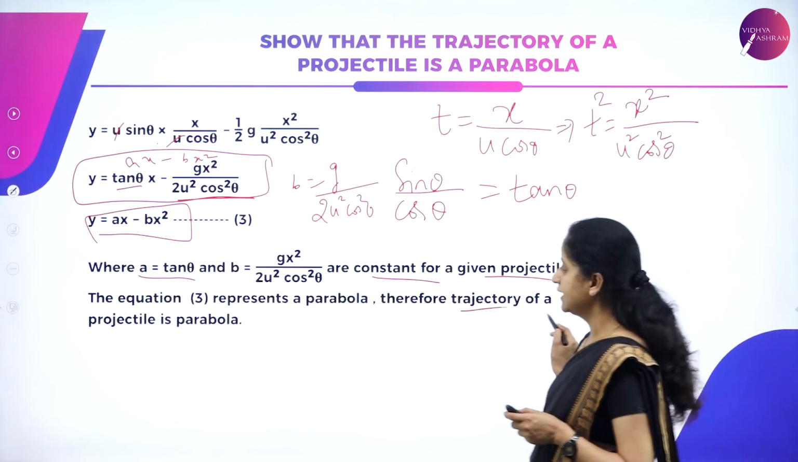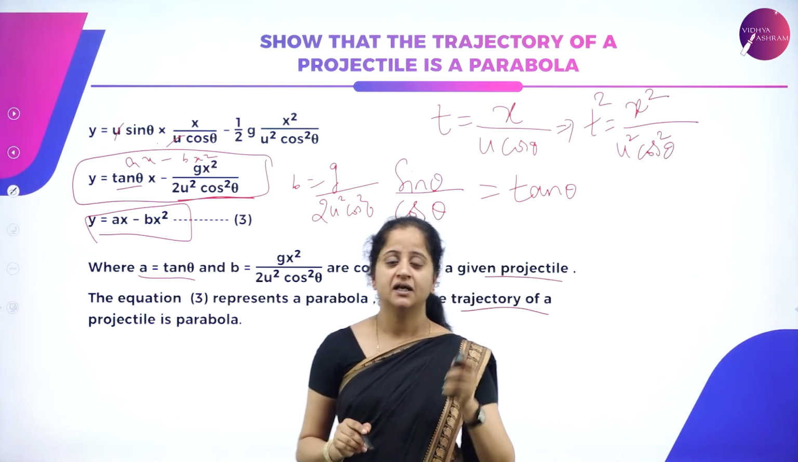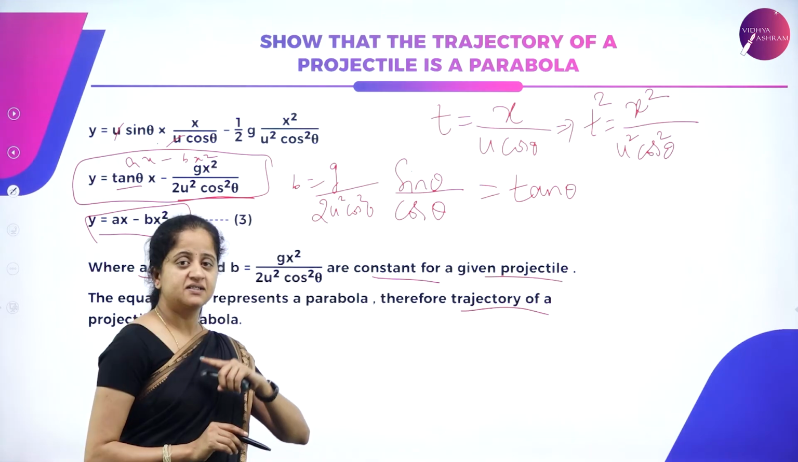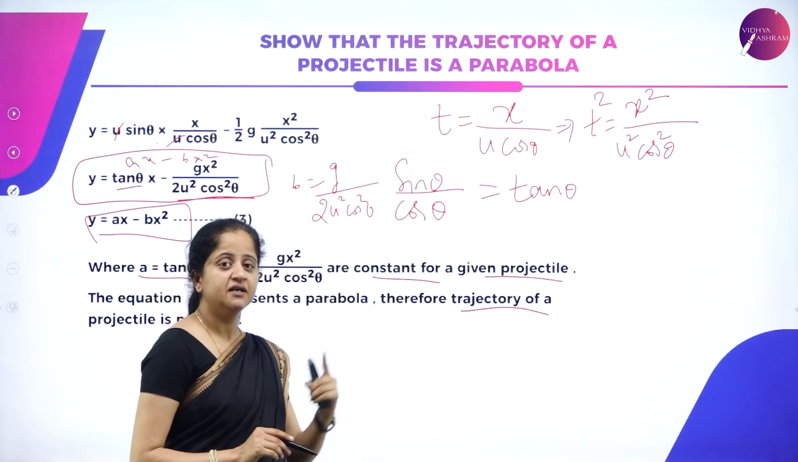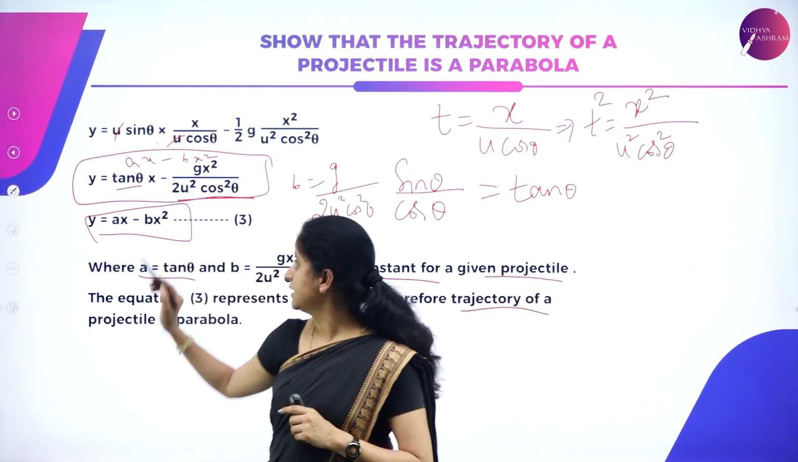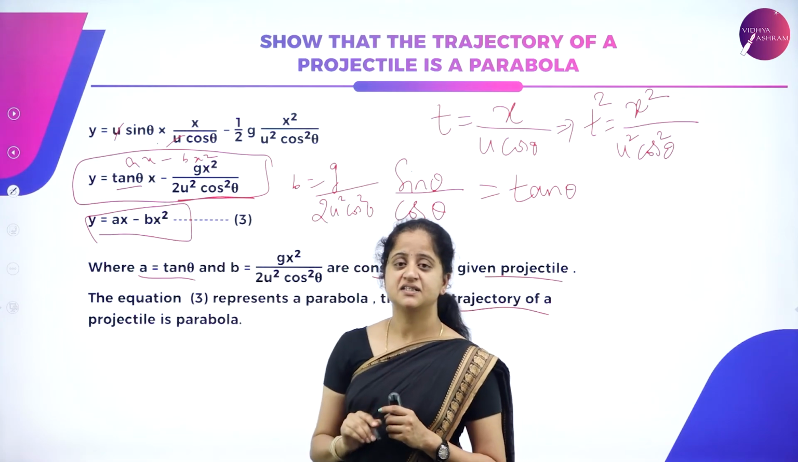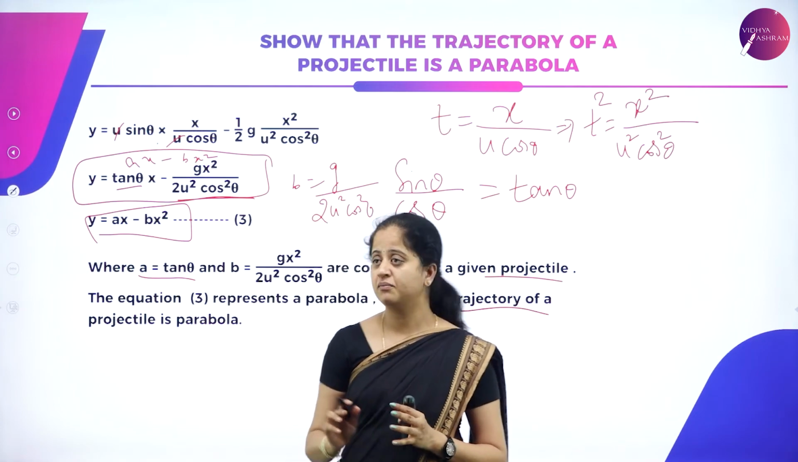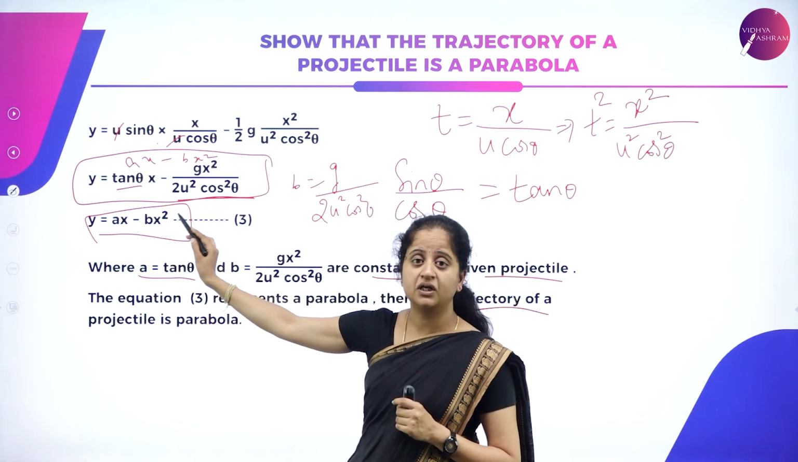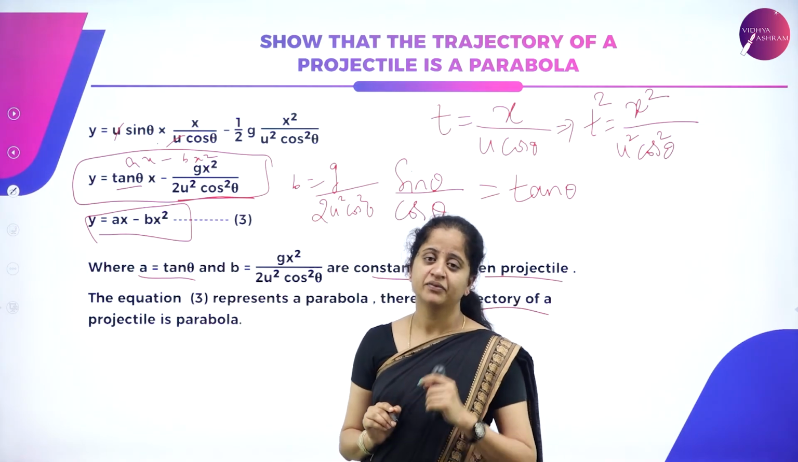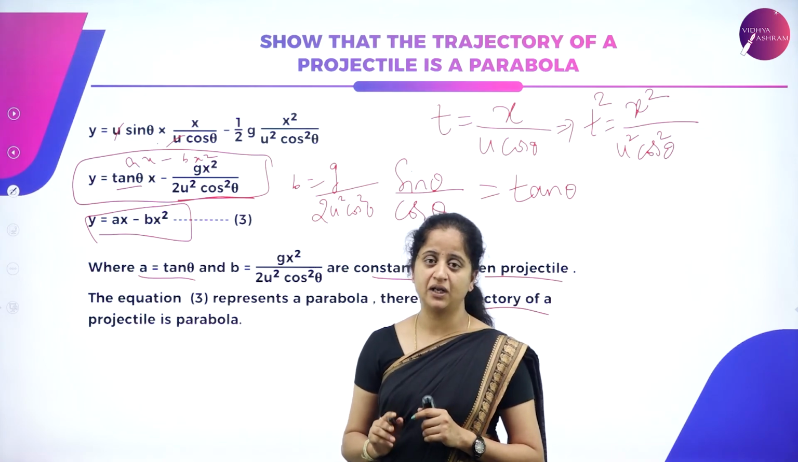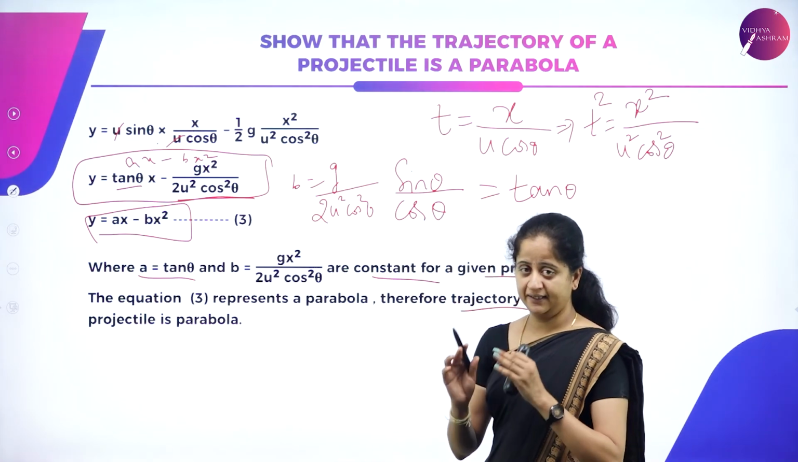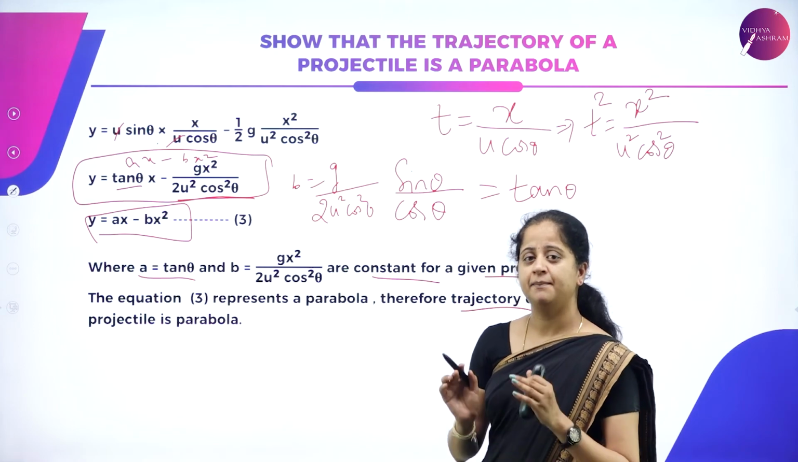Therefore we can say that the trajectory of a projectile is always parabolic. Since the projectile's trajectory equation, we are getting it as tan theta into x minus g x square divided by 2 u square cos square theta, which takes the form y is equal to ax minus bx square, which is nothing but the equation of a parabola. We can conclude that the trajectory of a projectile is a parabola.